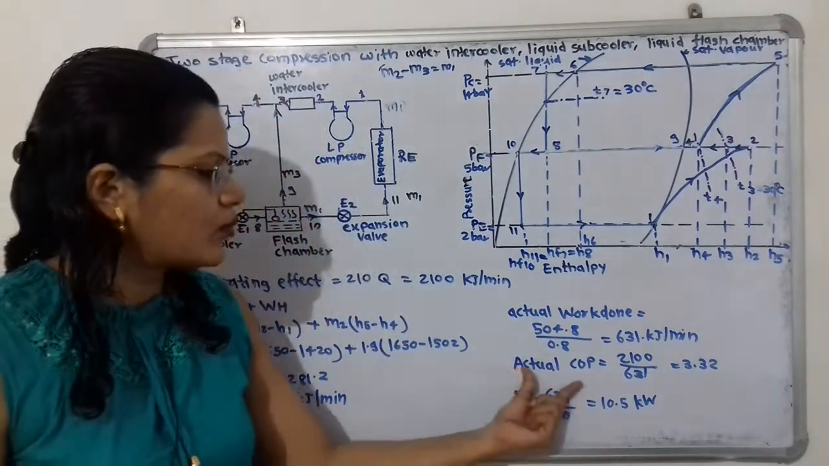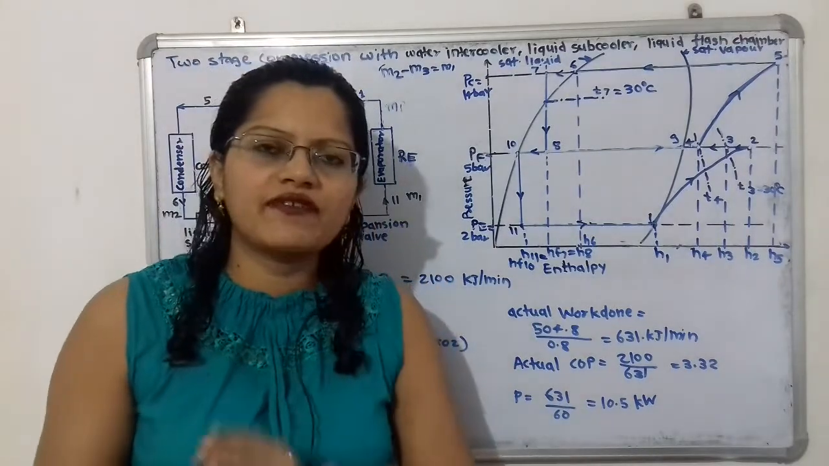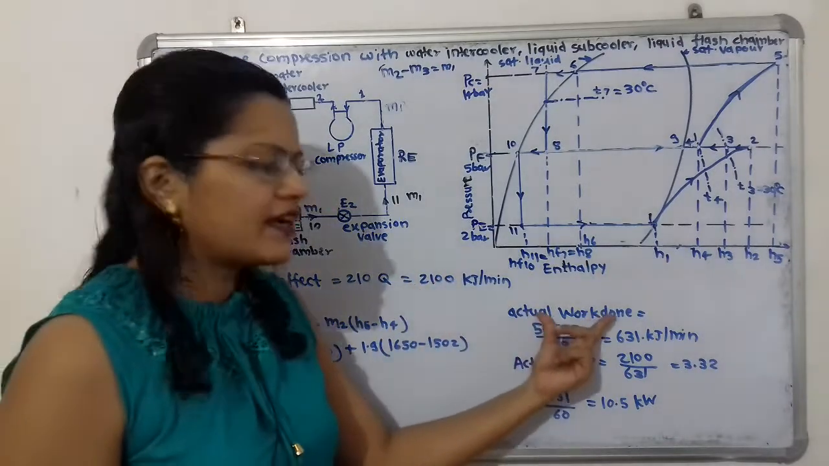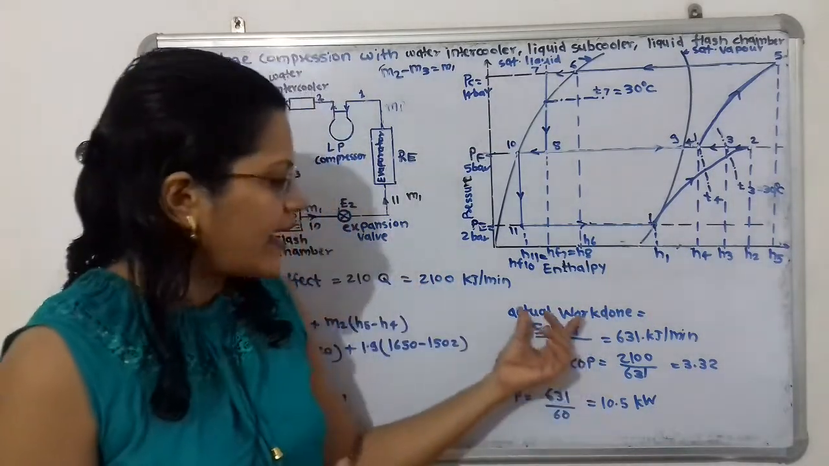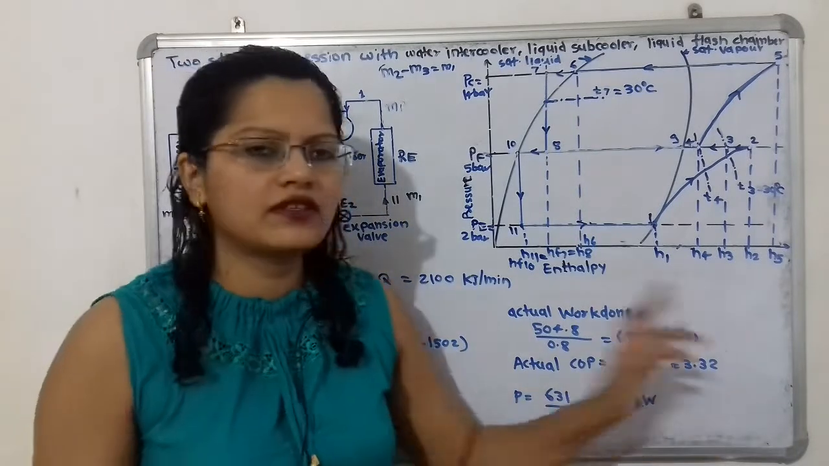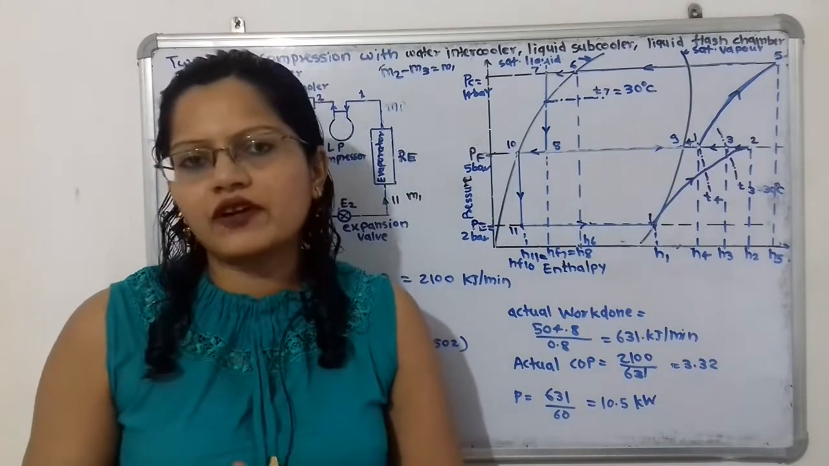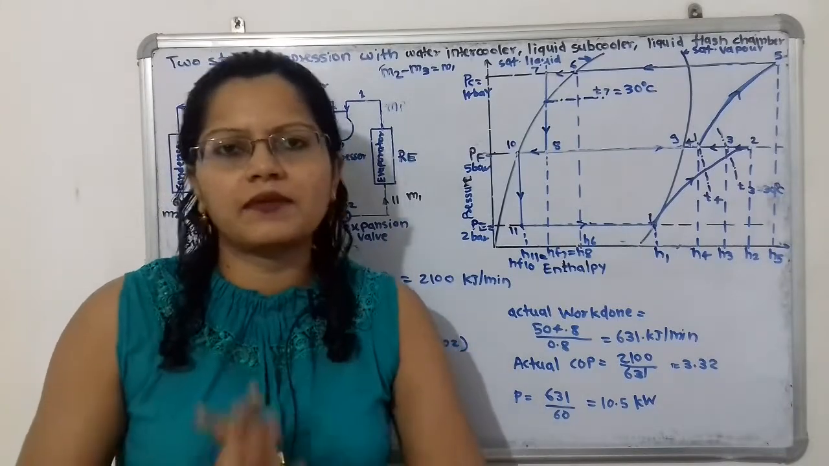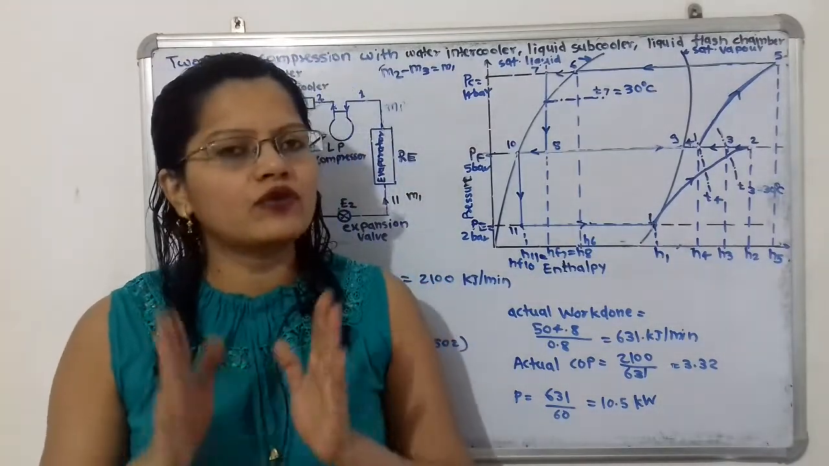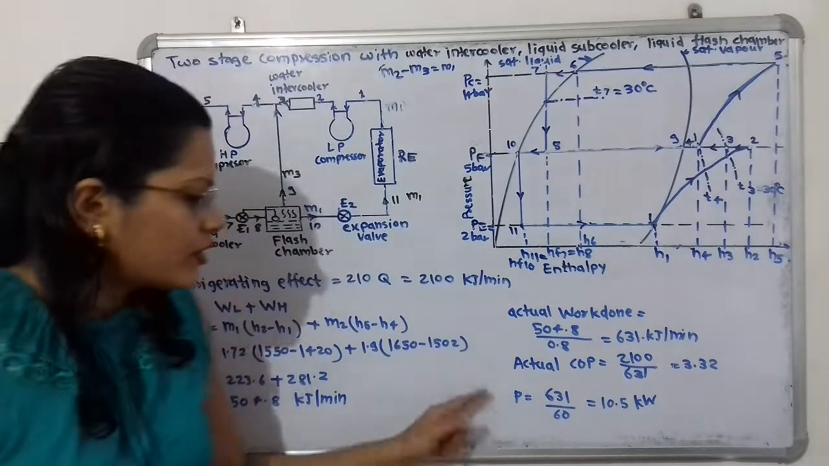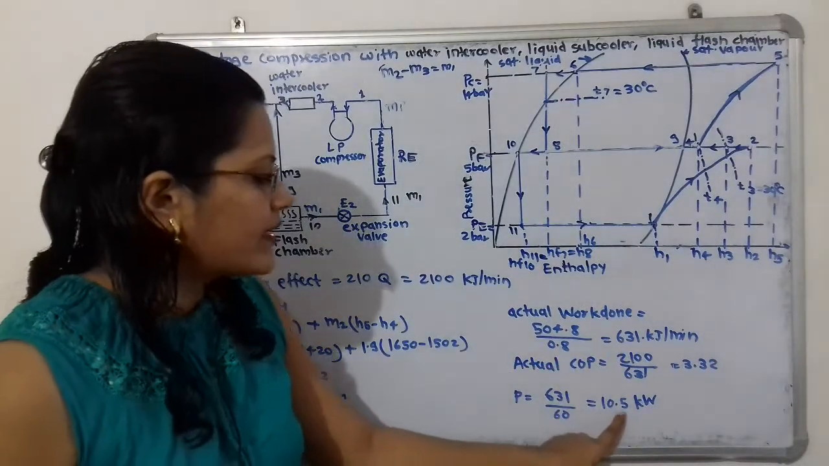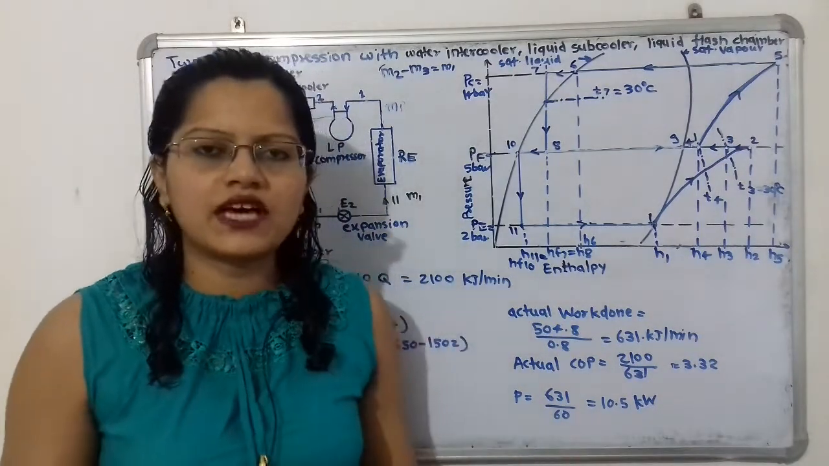So what is the coefficient of performance? That is refrigerating effect by work done. So the refrigerating effect is 2100, and instead of work done we write the actual work done, that is 631. So the answer is 3.32. Now what is the power required to drive the system? That is actual work done divided by 60. Because the efficiency is mentioned, we have to use the actual work done only. So P is equal to 631 divided by 60, which is equal to 10.5 kilowatt. So these are the answers.